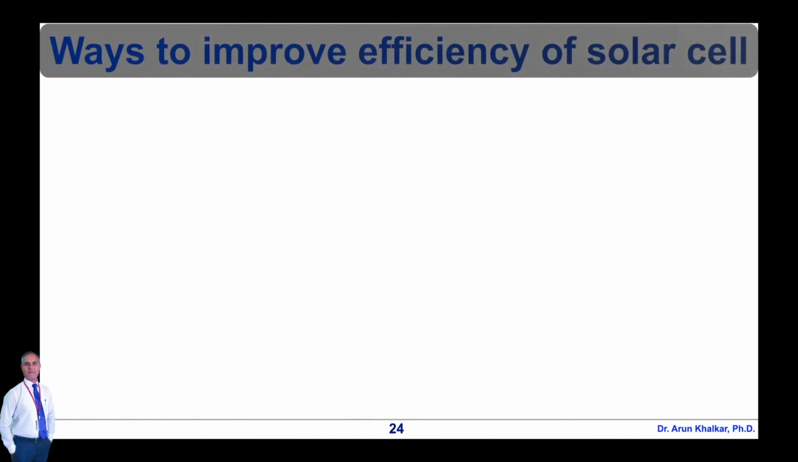Now let's see the ways to improve the efficiency of solar cells. The solar cells developed using crystalline silicon technology and used for commercial purposes typically have efficiencies ranging from 15 to 21%. There are a number of ways of improving the efficiency of solar cells. The efficiency of a solar cell could be up to 45% depending on the technology used for its development. Some of the ways by which we can improve the efficiency of solar cells follow.